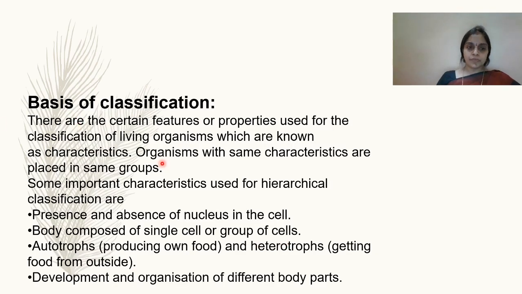Coming to the basis of classification. There are certain features or properties used to classify living organisms, known as characteristics. Organisms with the same characteristics are placed in the same group. For example, presence or absence of a nucleus in the cell, body composed of a single cell or a group of cells, autotrophs or heterotrophs, and development and organization of different body parts.